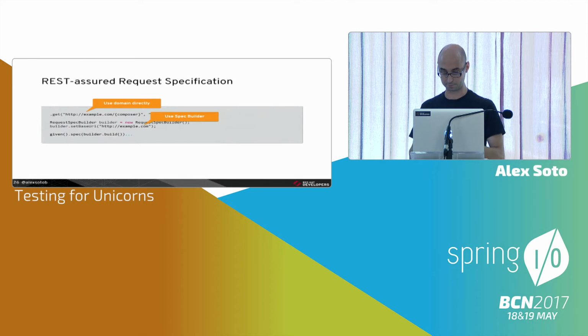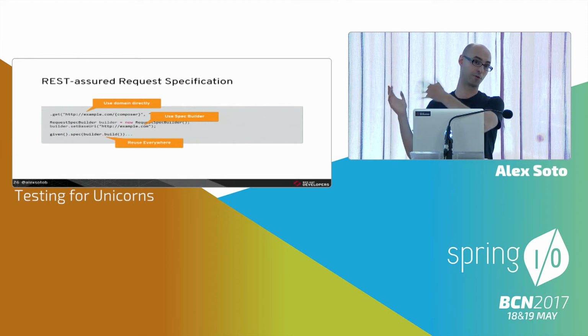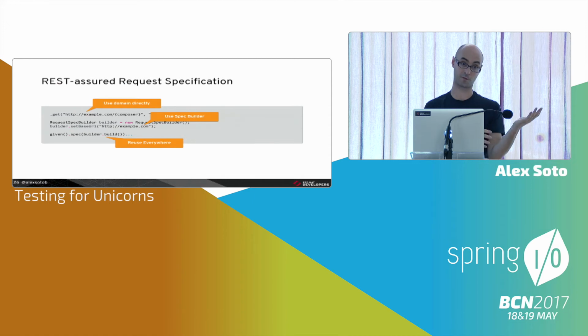So here I'm using the spec builder. I put my host, and then I reuse it everywhere. So this request spec builder is put in a static factory, and then I can get it from all my tests and just do .build, and then RestAssured will be configured with these parameters instead of the default ones.